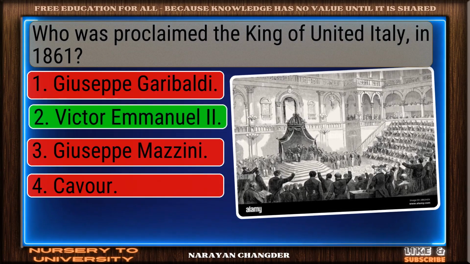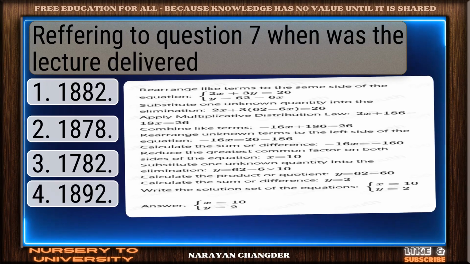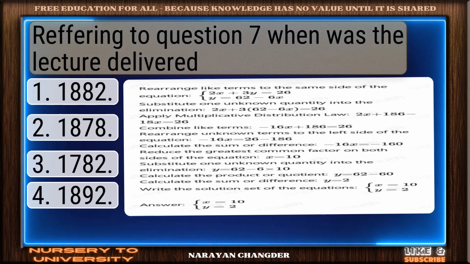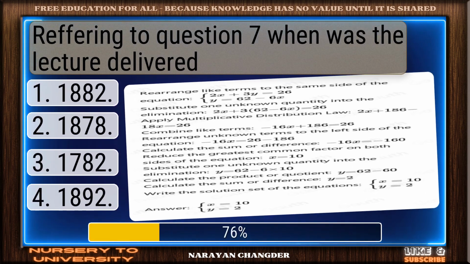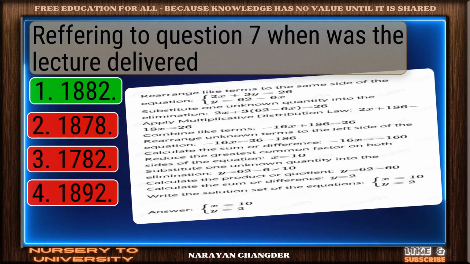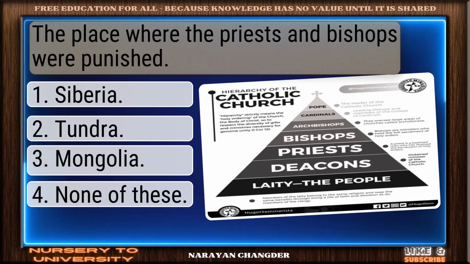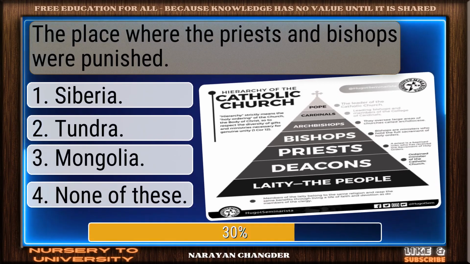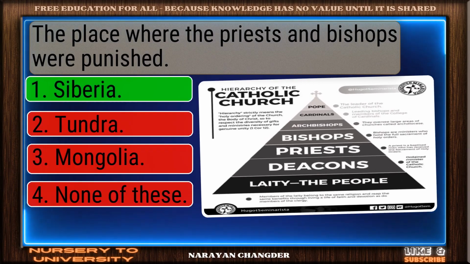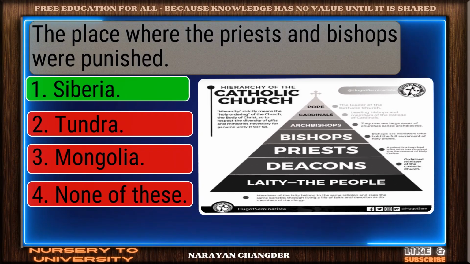Exactly. Victor Emmanuel II makes sense. Referring to question 7, when was the lecture delivered? Right choice. 1882 is best. The place where the priests and bishops were punished. Well reasoned. Siberia is correct.